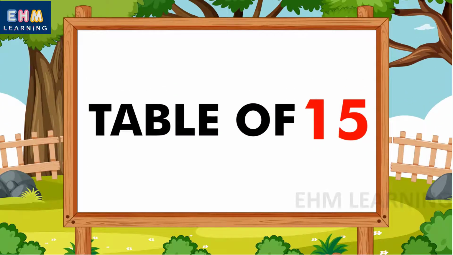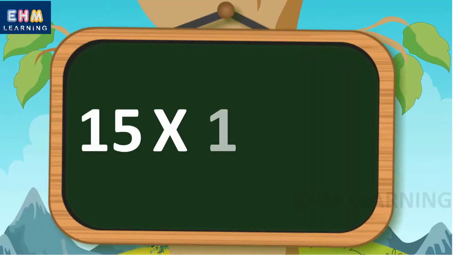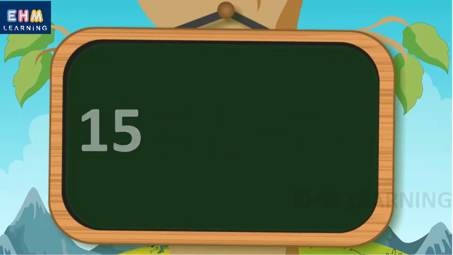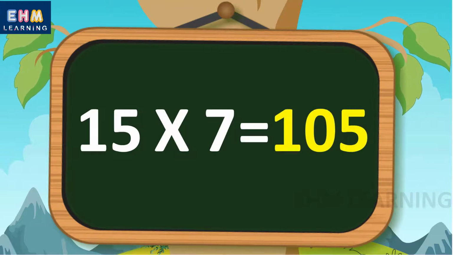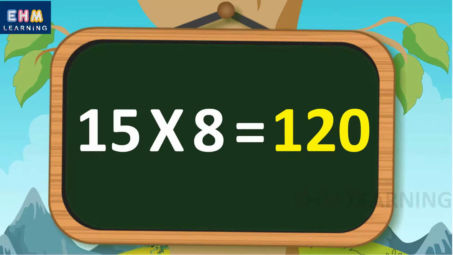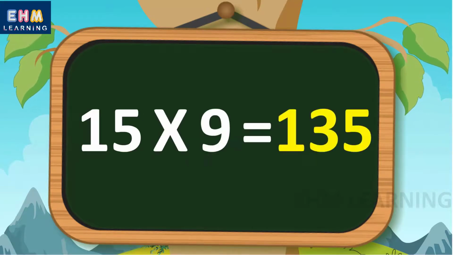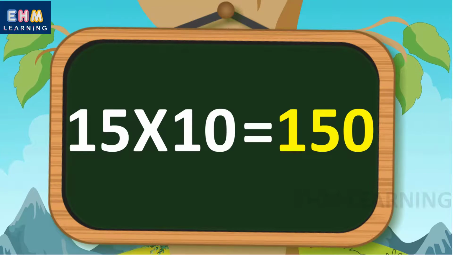Hello, children. Today we will learn table of 15. 15 ones are 15. 15 twos are 30. 15 threes are 45. 15 fours are 60. 15 fives are 75. 15 sixes are 90. 15 sevens are 105. 15 eights are 120. 15 nines are 135. 15 tens are 150.